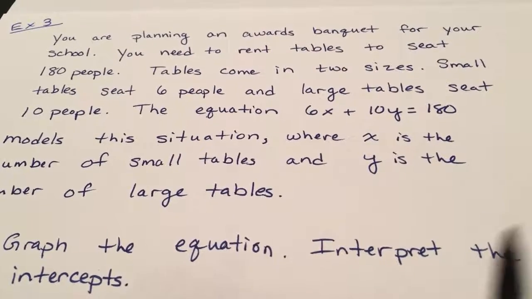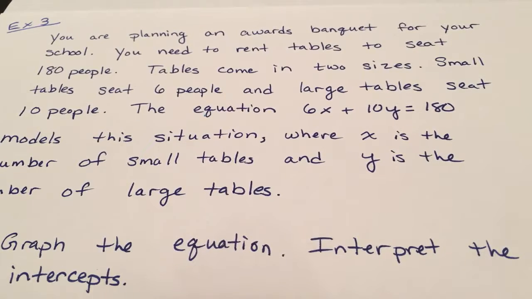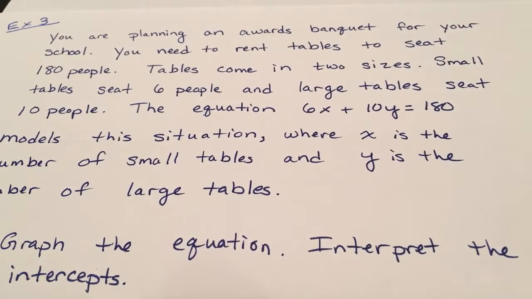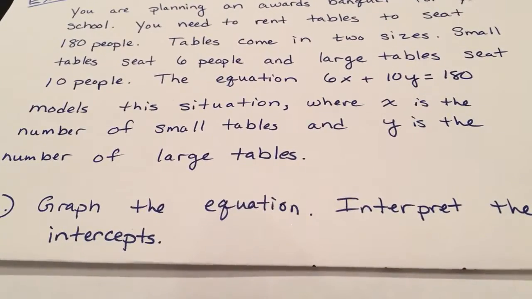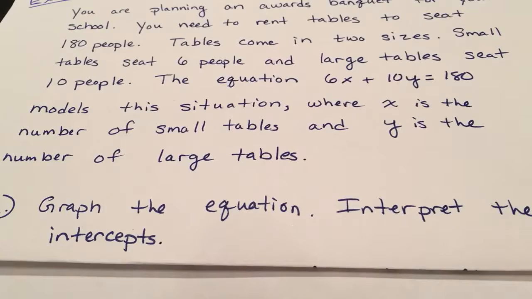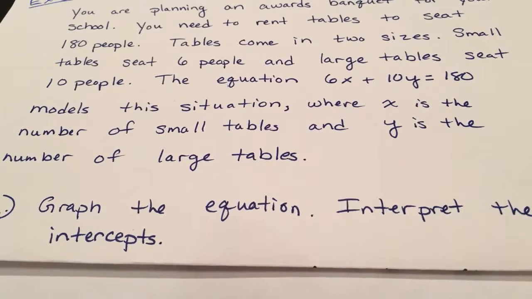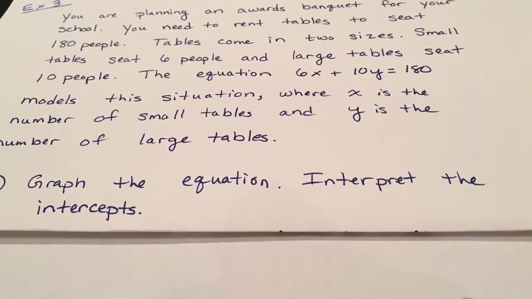Okay, so here's example 3. You are planning an awards banquet for your school, and you need to rent tables to seat 180 people. Tables come in 2 sizes. Small tables will seat 6 people, and large tables seat 10 people. The equation 6x plus 10y equals 180 will model this situation, where x is the number of small tables and y is the number of large tables. The question says to graph this equation and then interpret the intercepts.